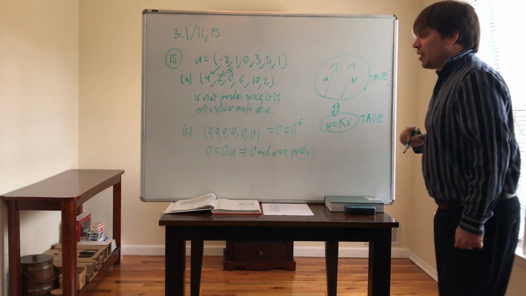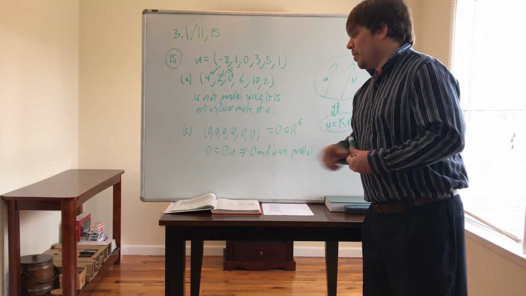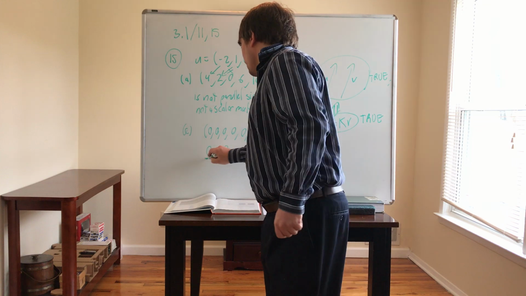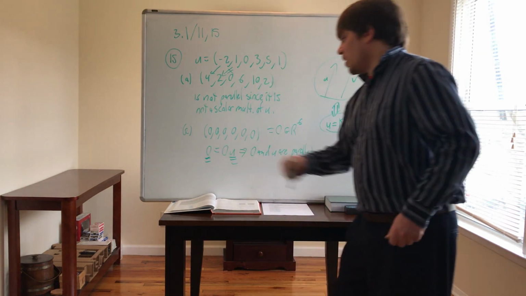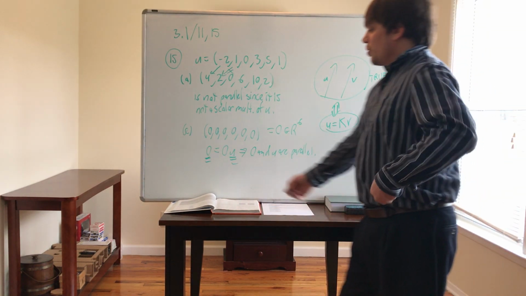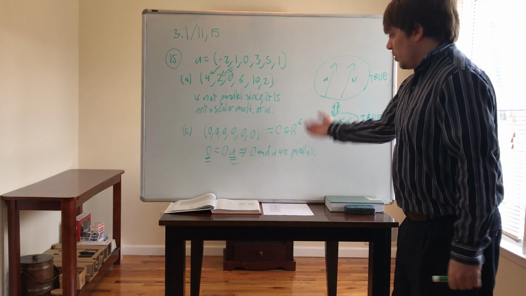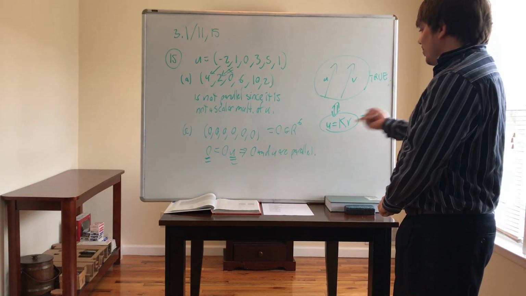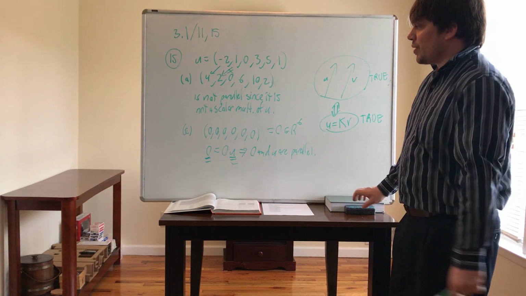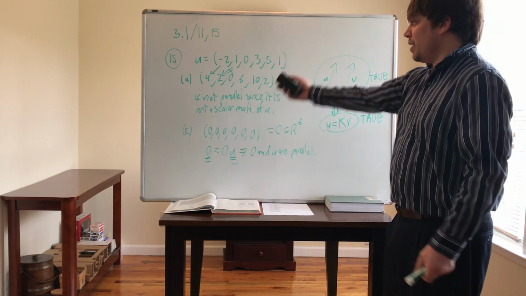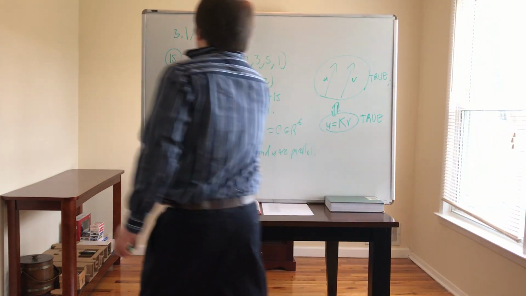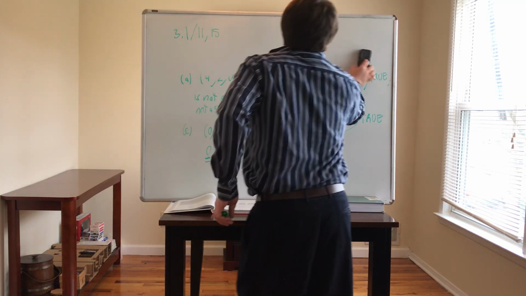Okay. Since 0 is equal to 0u, that means the zero vector, this is the zero vector, this is the u vector, that's a constant. 0 is a scalar multiple of u, they're scalar multiples of each other, and so they're parallel. Okay, so that's part A and C for 15. B isn't much different from A. So that's section 3.1.